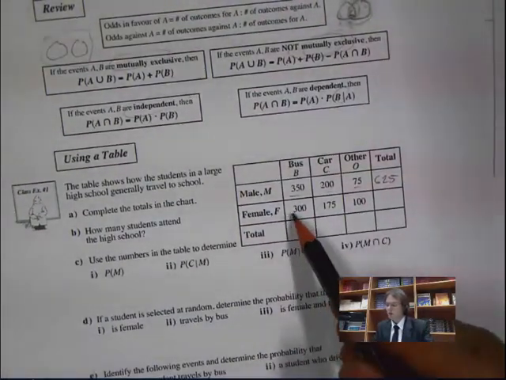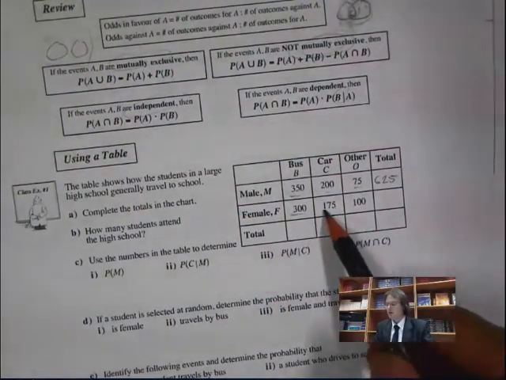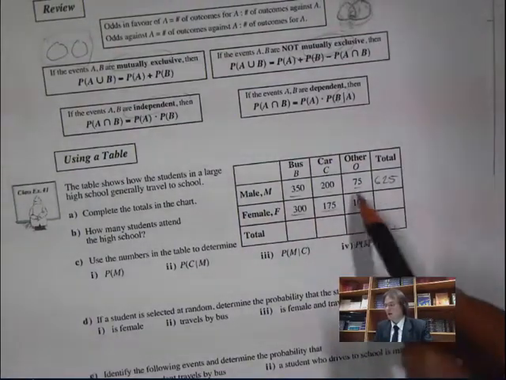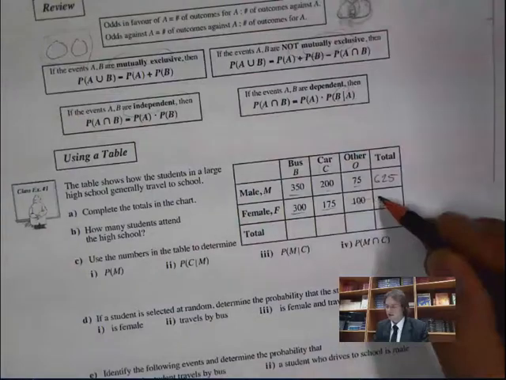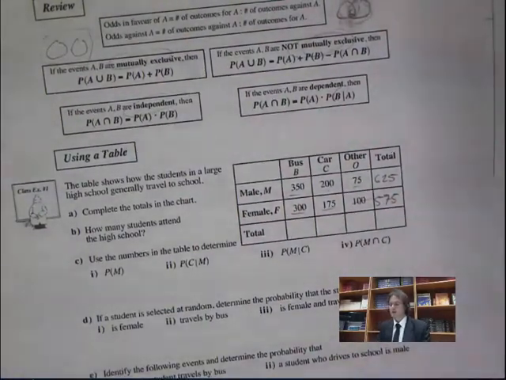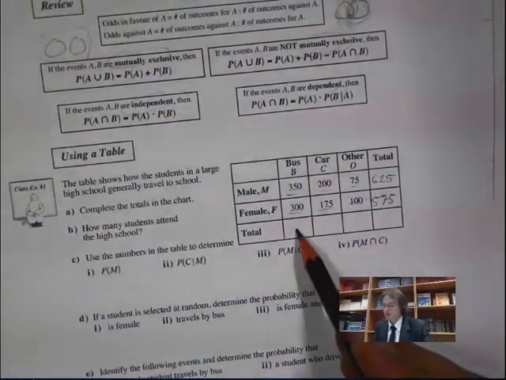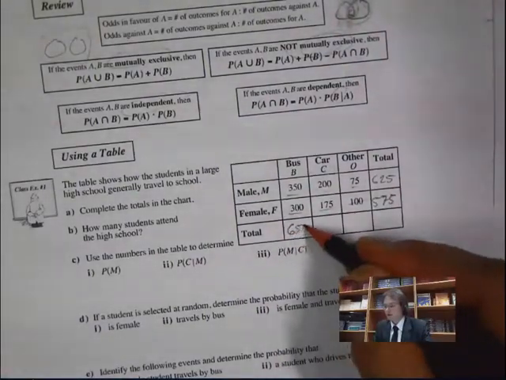Now we're going to look at our females. We add these all together. In bus B we have 300, in the car we have 175, and in other we have 100. So that's going to give me a total of 575. Now we want to know how many are in bus B, or in the bus. So we add these together and I'm going to get 650 on the bus.